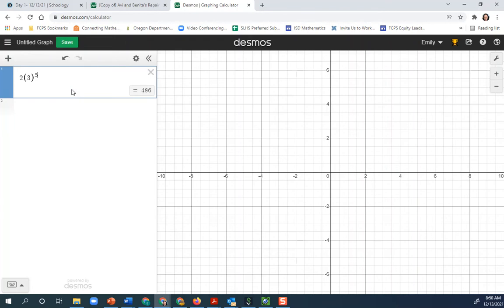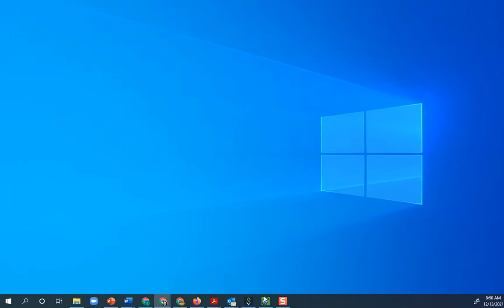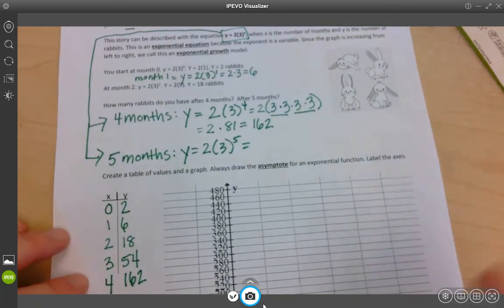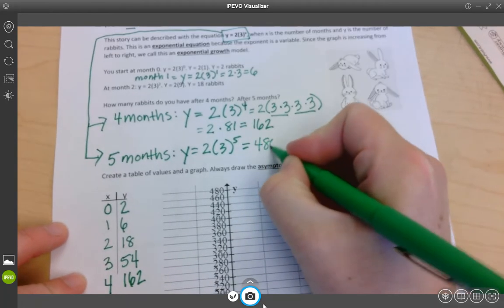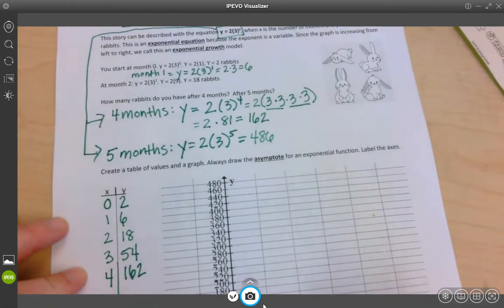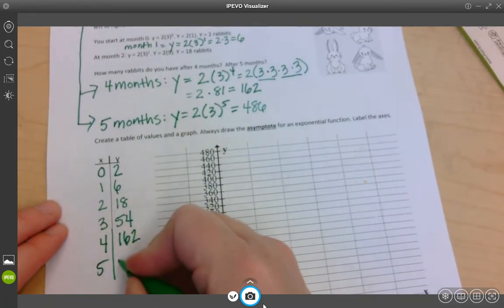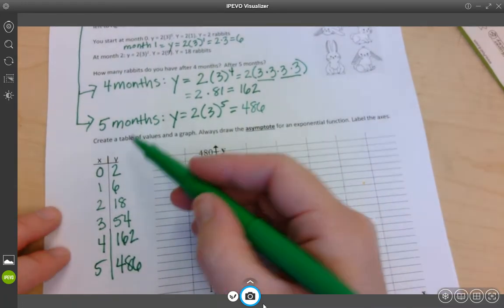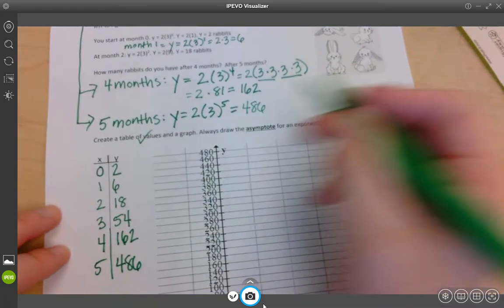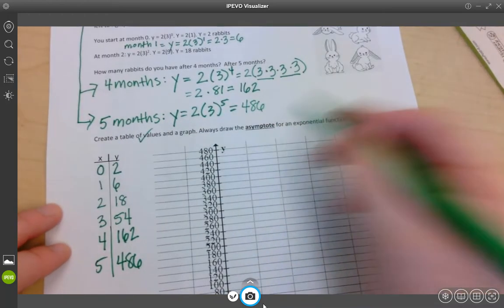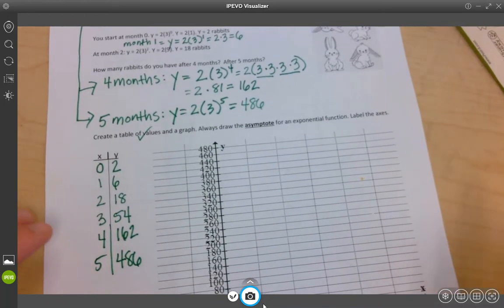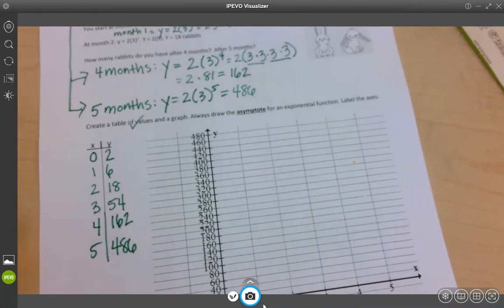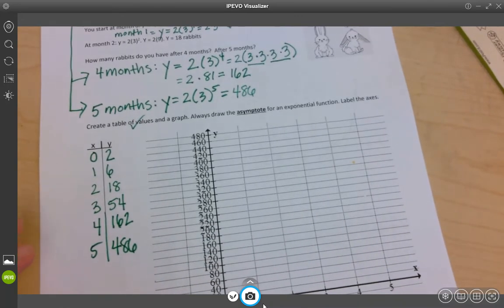Does that look right? I think it is. Okay. 486. So after 5 months, 486 rabbits. So we're going to make a table of values. We got that done, actually. We're going to do a graph, and then I'll show you what they mean by an asymptote. Has anybody ever graphed an asymptote before? Raise your hand if you remember doing that. Oh, it's fun. It's your very first asymptote.